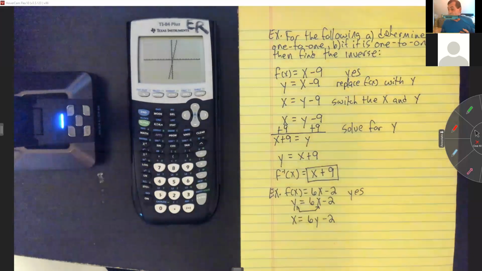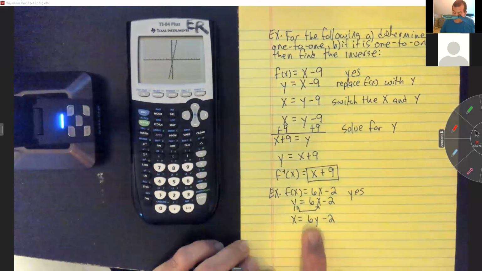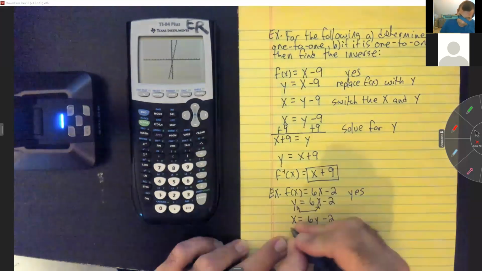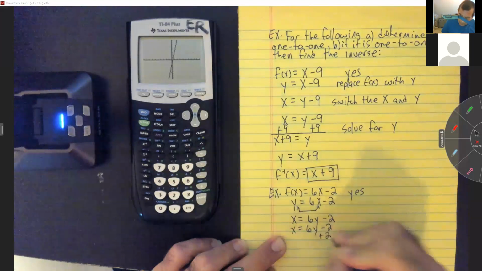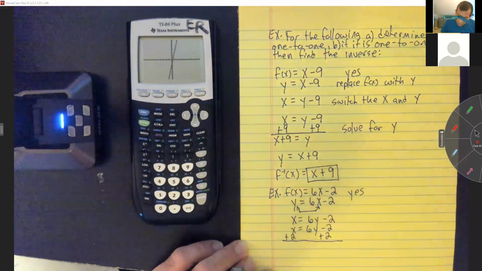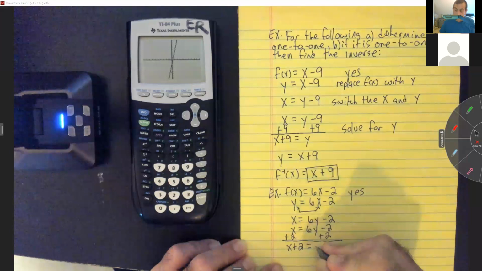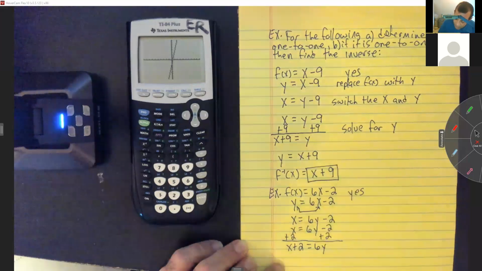All right, so now you've got to solve this for y. I'm going to get the 6y by itself, so I'm going to add a 2 to both sides. Notice what I get on this side: an x plus 2, and that's going to equal my 6y. So I'm going to bring that up here.